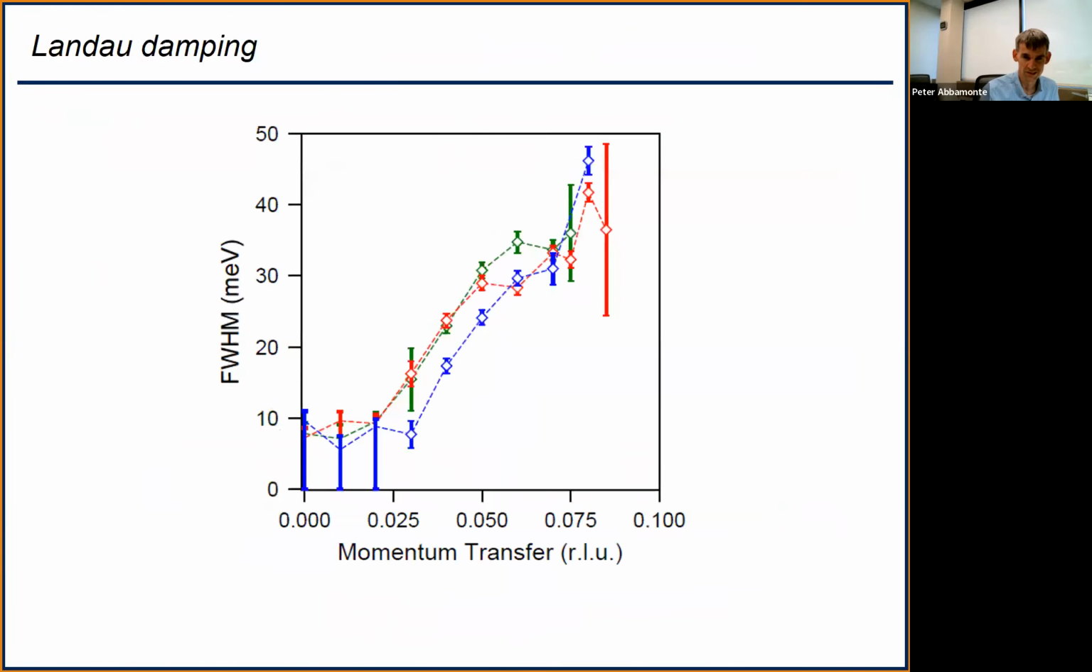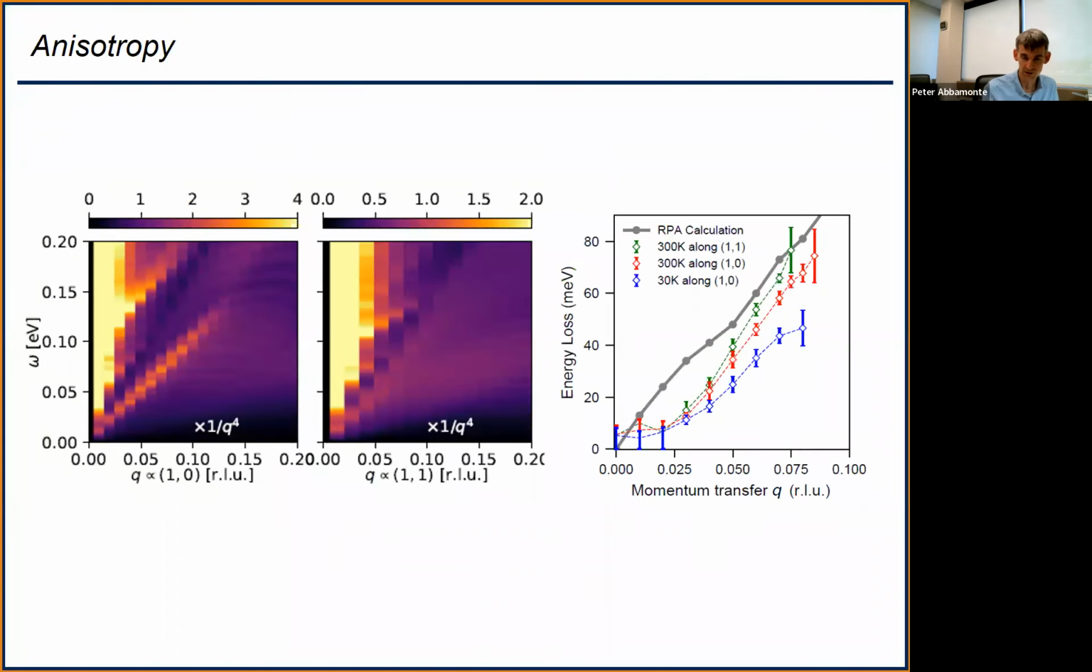I think I have a plot on that. Maybe I'm answering a question he didn't ask, but this is the width as a function of Q. If you look at the anisotropy, this blue is 30 Kelvin along 10, and you don't want to look at that. Look at red and green. Red is 300 Kelvin along 10, green is along the 11. It's a little bit different. It's a small amount of difference in dispersion. It's not huge, but it does know about the anisotropy of the Fermi surface a little bit.